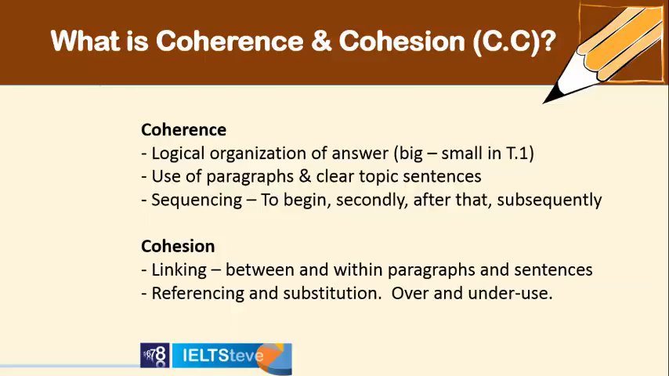Cohesion is more to do with linking and the connection between sentences, how nicely and tightly they are connected together. So if you think about it like this, coherence is about understanding. When you read it, is it easy to understand your answer? Are the paragraphs clear and easy to understand? Cohesion is, is there a nice clear linking between the paragraphs? And one of those things that helps is referencing and substitution for cohesion, over and underuse of those two things. Now I know you're maybe not clear on referencing and substitution, but as we go through these slides today, you'll understand more and more about those points.